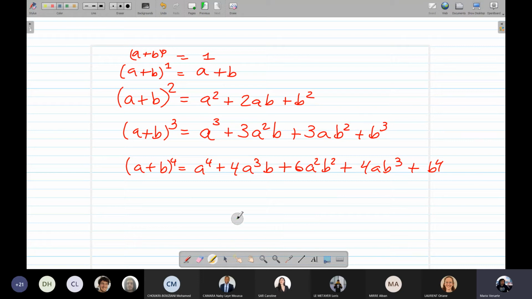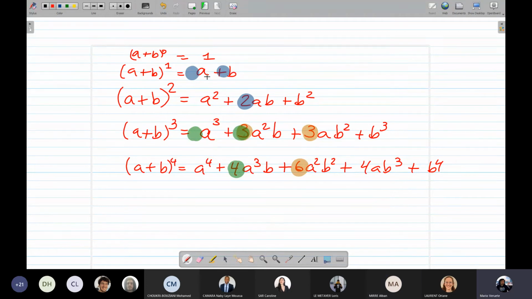Now, look at the coefficients. How do I get this 6? Well, it's just 3 plus 3. How do I get this 4? Well, it's just 1 plus 3. How do I get, let's say, this 2? It's just 1 plus 1. Is it clear?